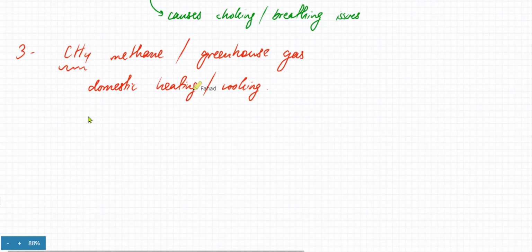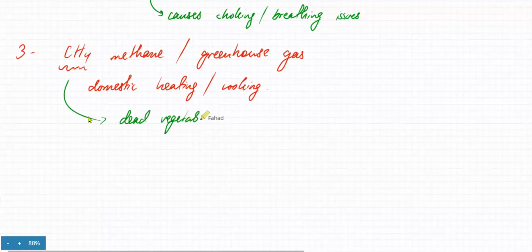The thing with methane is that it is produced naturally as well. I'm not going to explain the greenhouse gas further. Methane is naturally produced when dead vegetable matter decays. That's when methane is produced.